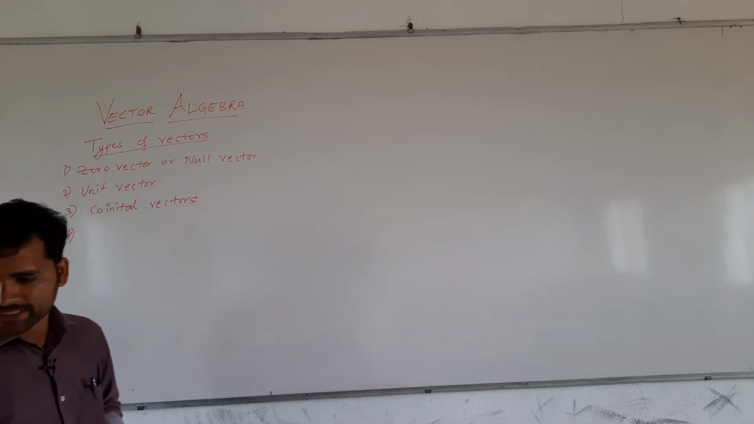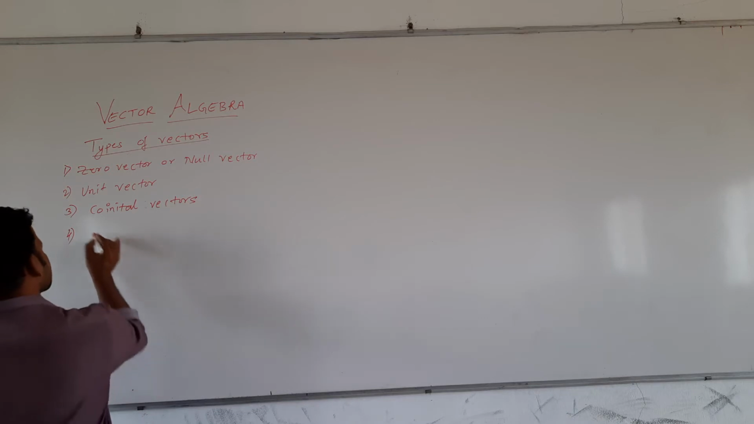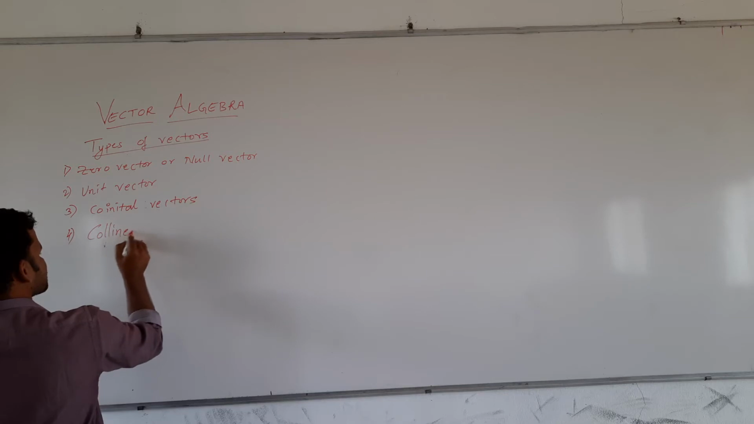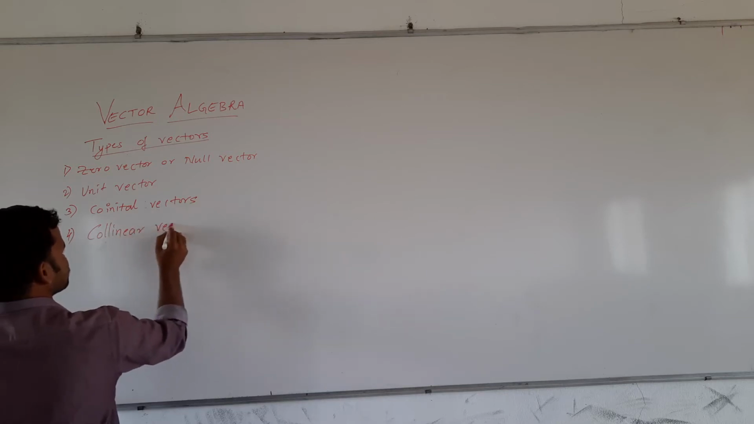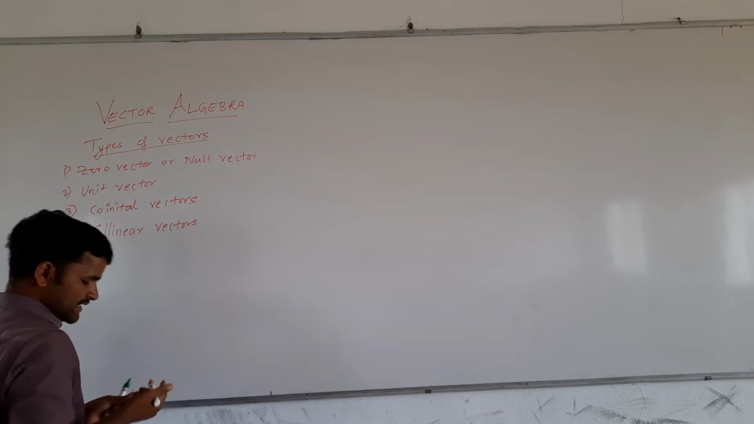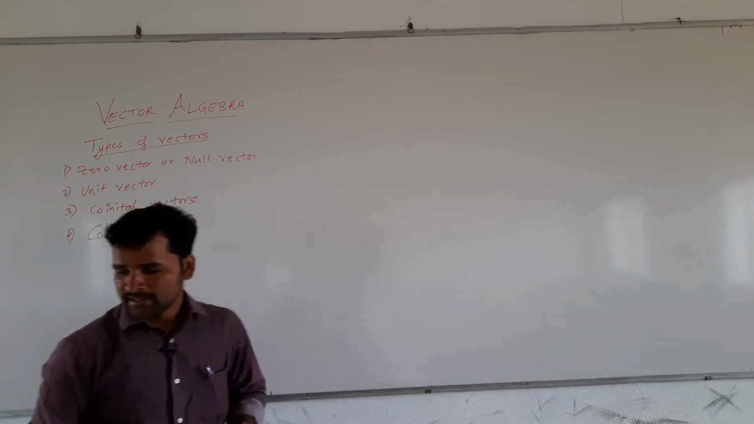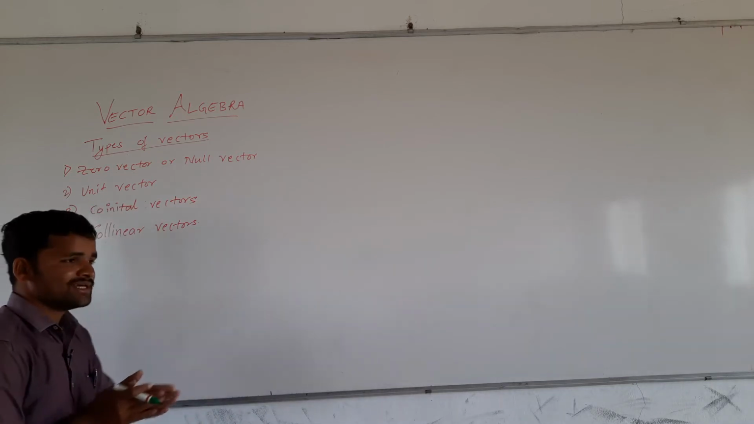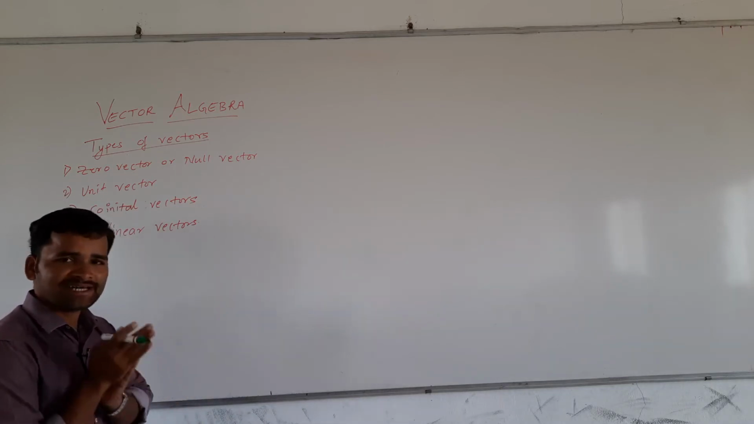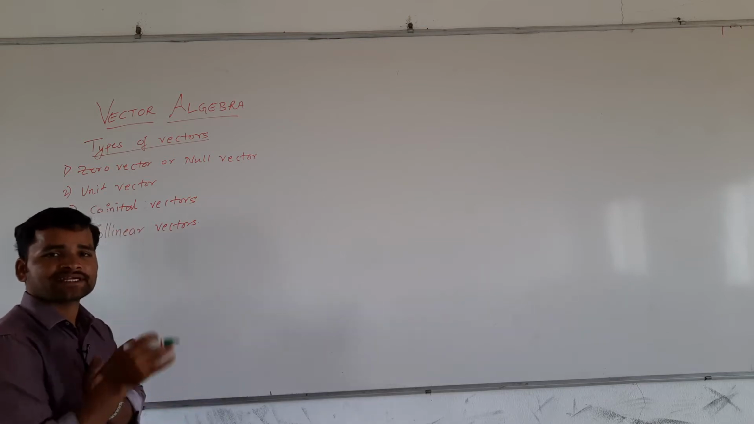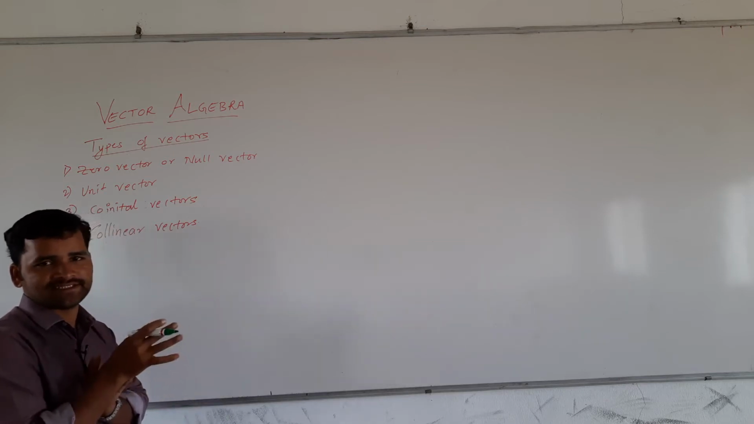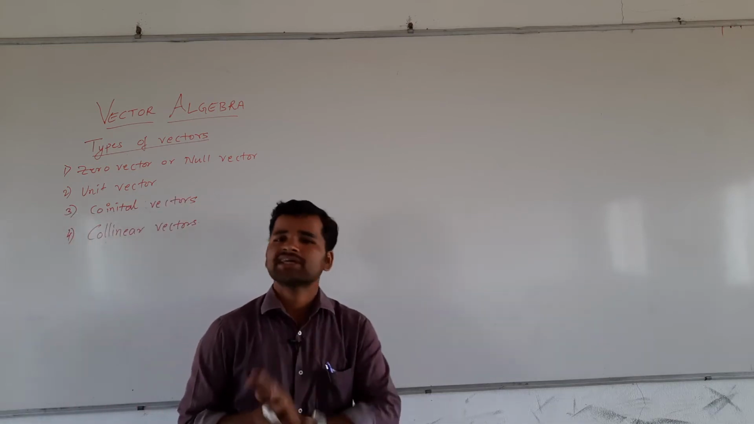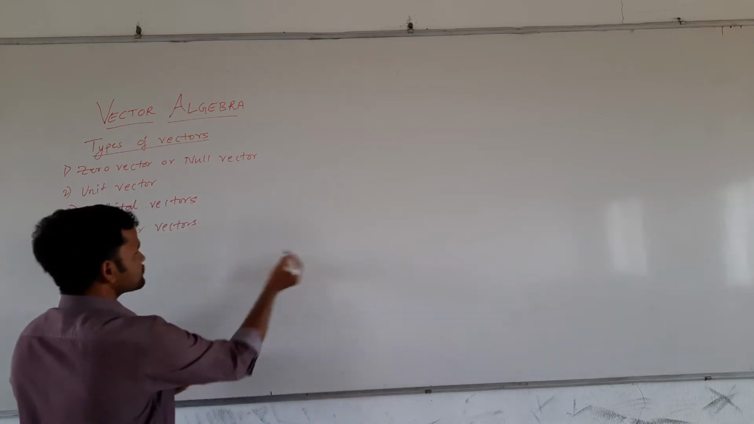Going to the fourth type of vectors, those are collinear vectors. Again, we will go with the word itself. What is that word saying? Collinear. Co in the sense of same, linear in the sense of line. The vectors which are in the same line, irrespective of their magnitude and direction, are called collinear vectors. That's all.